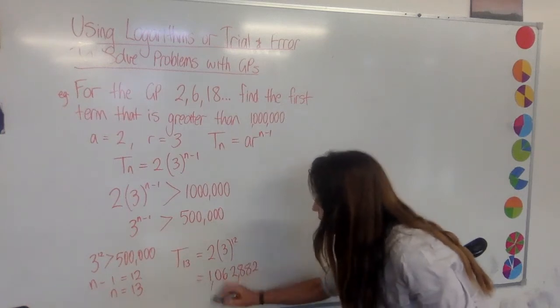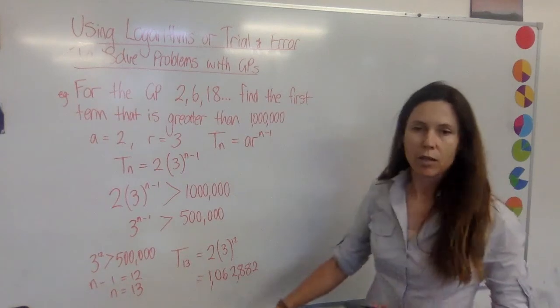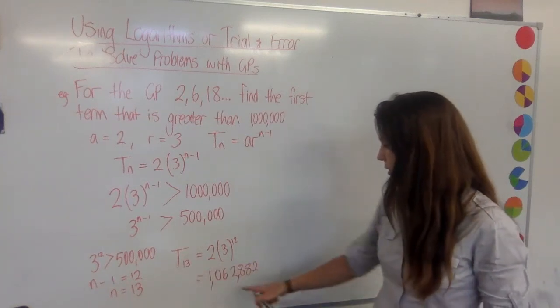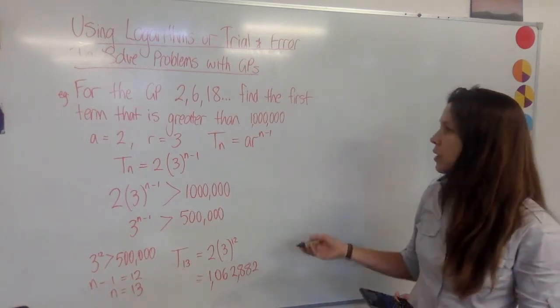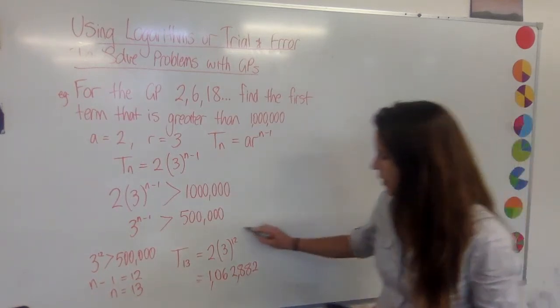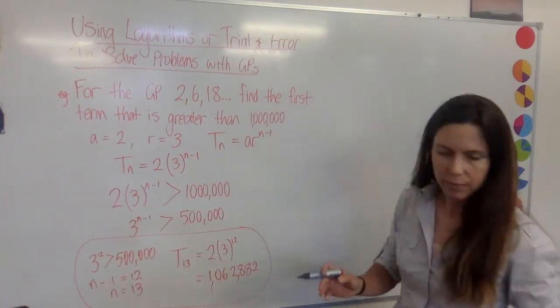So now going back to my original question, what's the first term that's greater than 1 million? The 13th term is greater than 1 million, and it's 1,062,882. So now I've answered the question. So that was my working for the trial and error. Let's solve it with different working now.